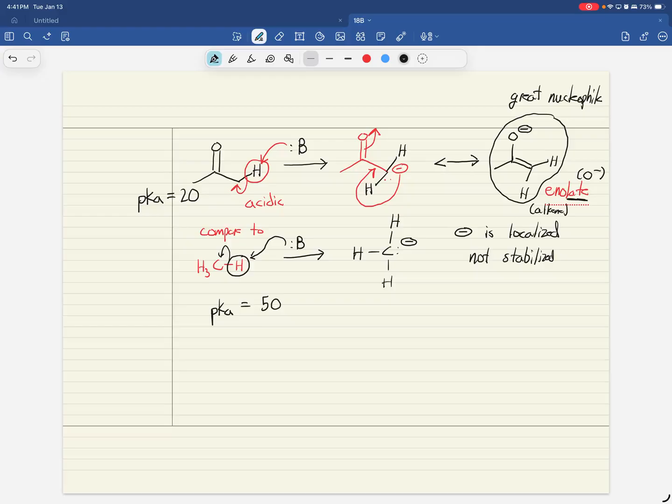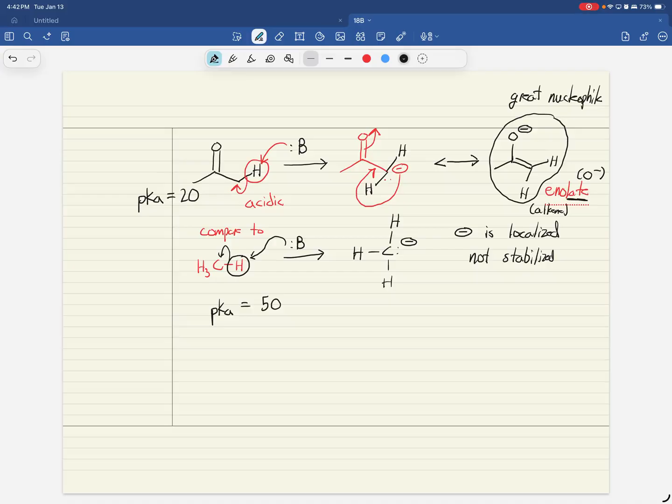So we have to remember pKa and resonance, two of the most important concepts we learned in 18A. Okay. Are there any questions about this scheme here? No? Okay.